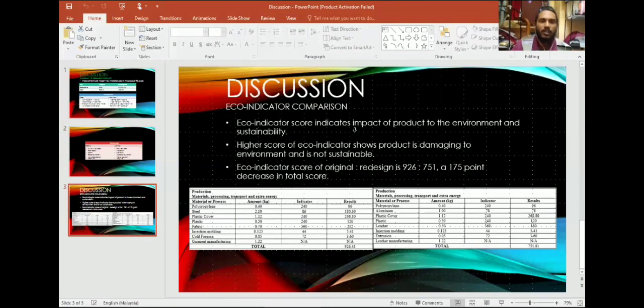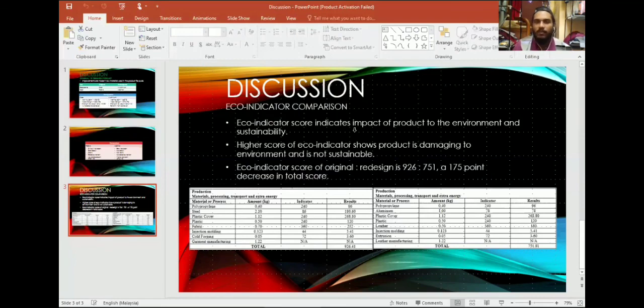Next, we'll be looking at the eco indicator comparison of both these products. The eco indicator score indicates the impact of the product on the environment and its sustainability. A higher eco indicator score shows the product is damaging to the environment and is not sustainable. For the original, it's 926, whereas for the redesigned version it's 715. So from the redesign, we have reduced about 175 points of the total score. So we can assure that this new redesigned product is more sustainable and has less harmful impact on the environment.